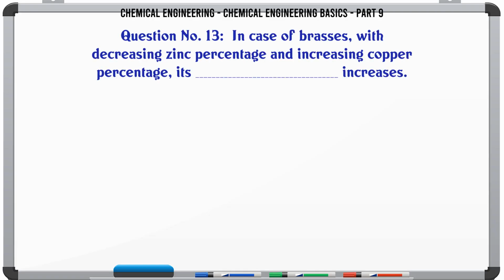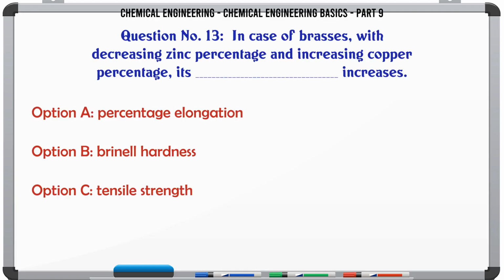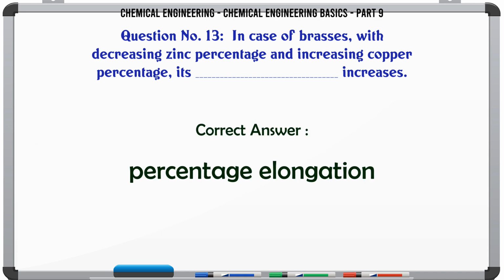In case of brasses with decreasing zinc percentage and increasing copper percentage, ___ increases. A. Percentage elongation. B. Brinell hardness. C. Tensile strength. D. All ABC. The correct answer is percentage elongation.